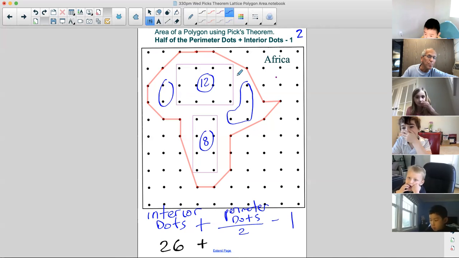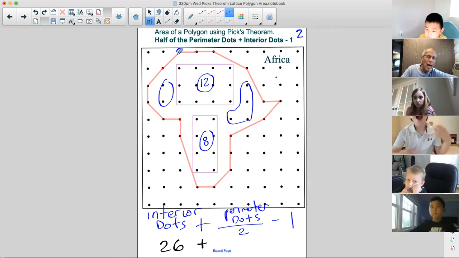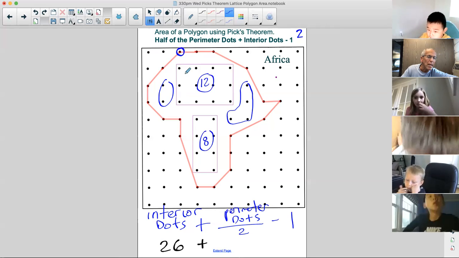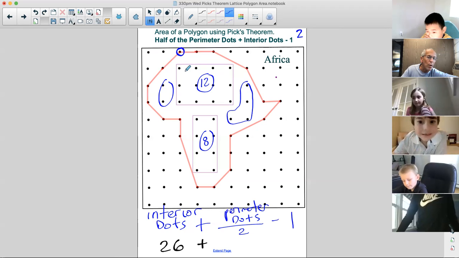Now, the next thing I want you to do is count the perimeter dots, but I have a special rule. Are you ready? Start with one of the dots and circle it. And that way you know where you started and you won't double count.